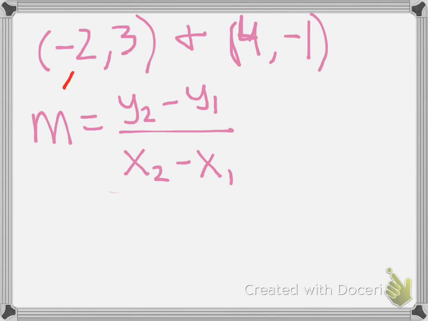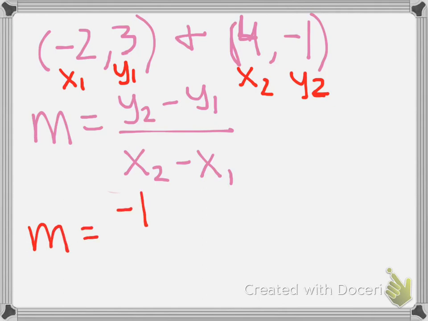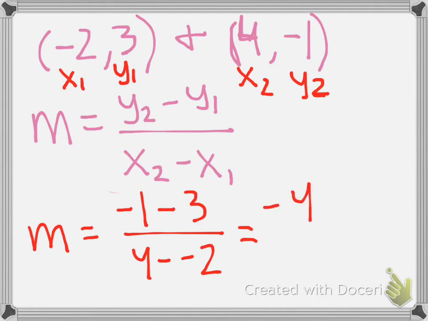So we'll say that -2 is x1, so therefore 4 is x2, and since -2 is x1, 3 has to be y1, and -1 has to be y2. So now all we have to do is plug it in. So m is equal to -1 minus 3 over 4 minus -2, which gets us -4 over 4 minus a -2, which is really plus 2. So we get -4 over 6.